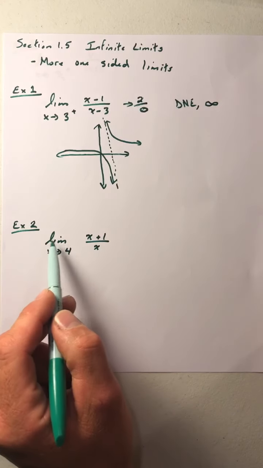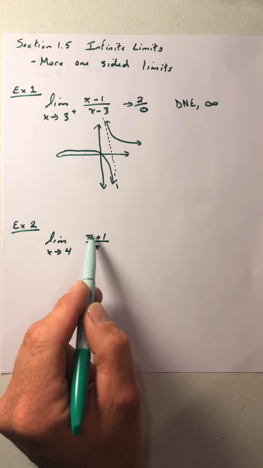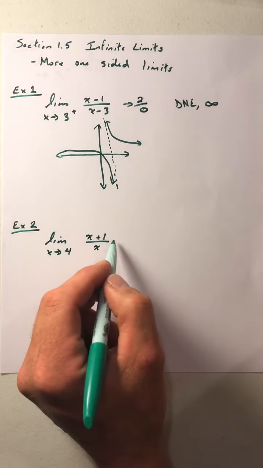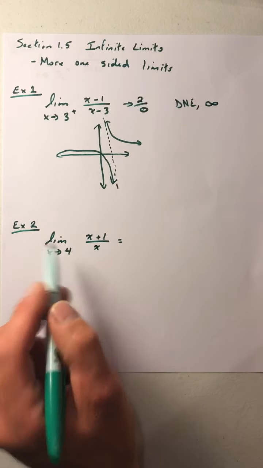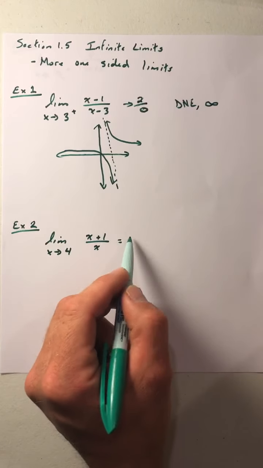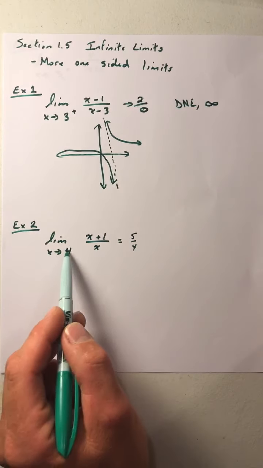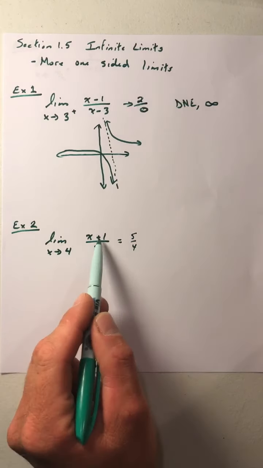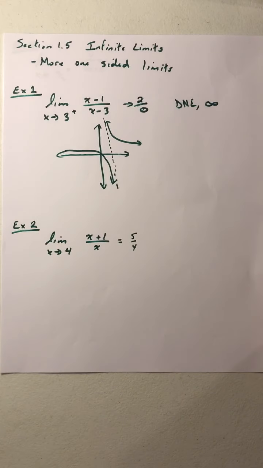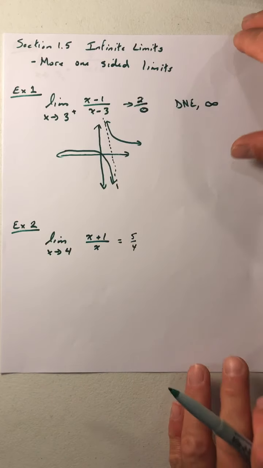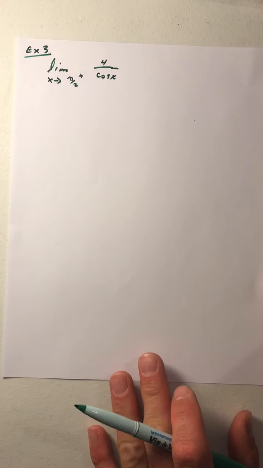In example 2, we're taking the limit as x goes to 4 of x plus 1 over x. Well, here, if I plug in 4, I end up with 5/4. We're done. Once we plug the number in and get a value out, we've got our limiting value, so we don't necessarily need to talk anymore about the positive or the negative side of 4. I have just one more example here.